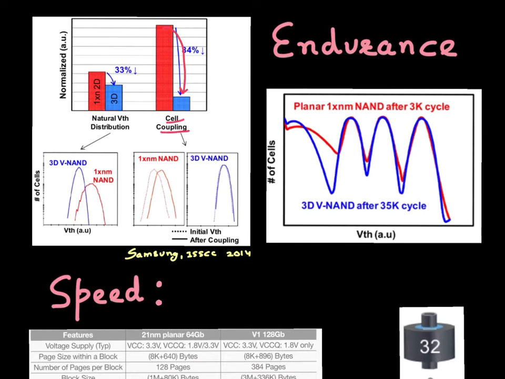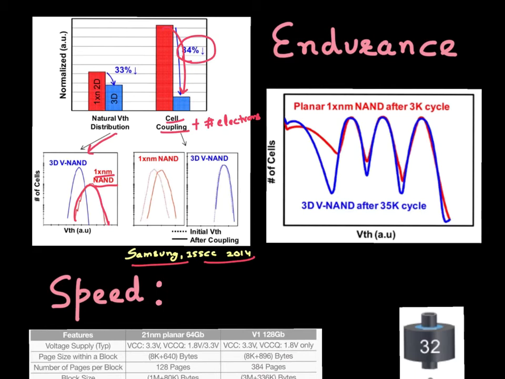So shown here is the data which Samsung presented for their first product on 3D NAND, and they claim that the cell to cell coupling is 84% lower in a 3D NAND flash memory. And this, combined with the higher number of electrons in the 3D NAND flash cell, gives you a much tighter distribution of threshold voltage.